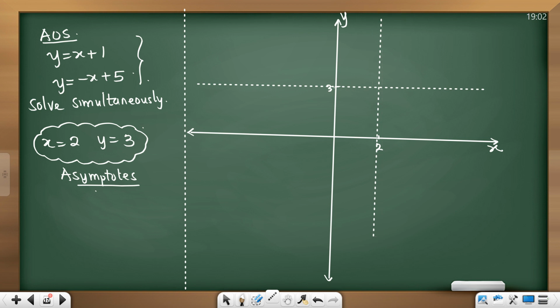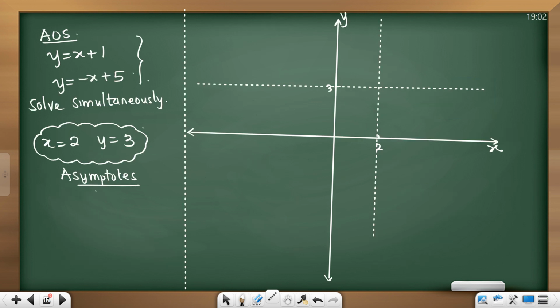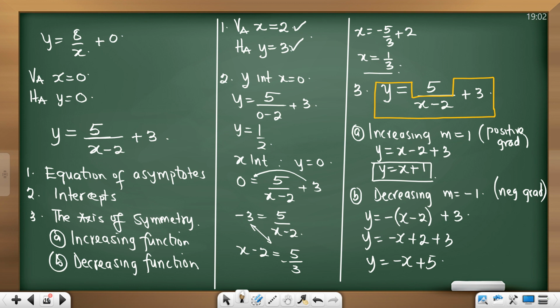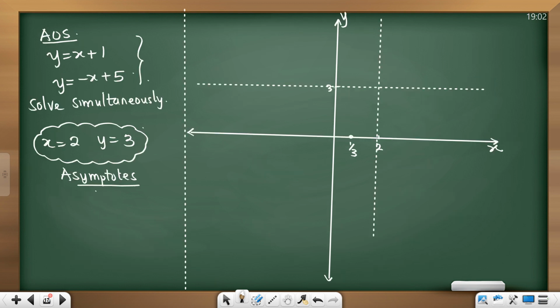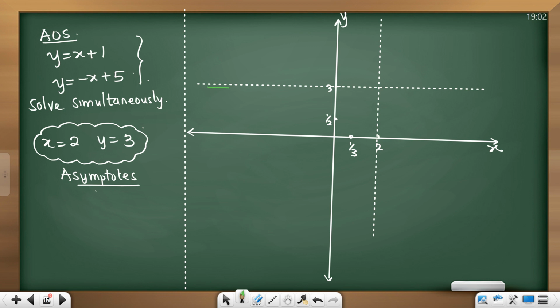1 mark. Can we mark off our intercept? X equals what? 1 over 3. 1 over 3 is somewhere there. And number 2, what is my y value? Y intercept, y equals 1 over 2. My graph is passing through that point, and it must be a curve. Guys, it must not touch the asymptote. Please don't draw anything straight here.